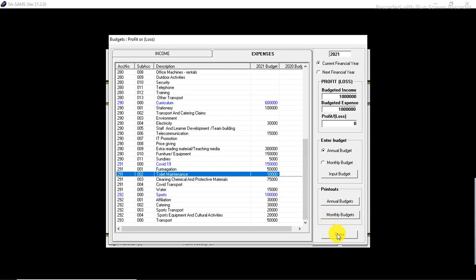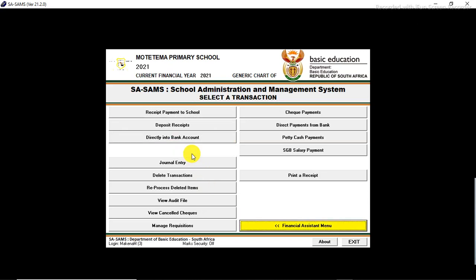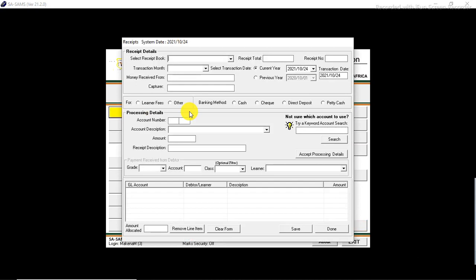Alright? Thank you. We are now moving from here. Now, we are going to transact. Let's say select your transaction. Now, let us say a learner comes to the school and pays for a book. You are now receiving this money at the school level. So now we are issuing that learner a receipt to indicate that this learner paid for a book.